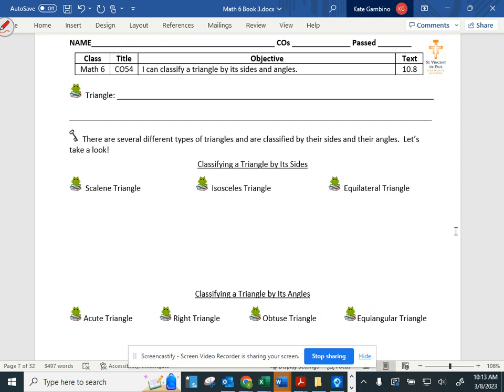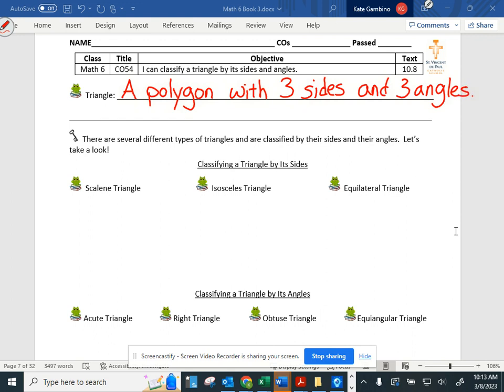So our definition of a triangle is it's a polygon with three sides and three angles. Angles always sum to how many degrees? Anybody know? Matthew? 180 degrees.